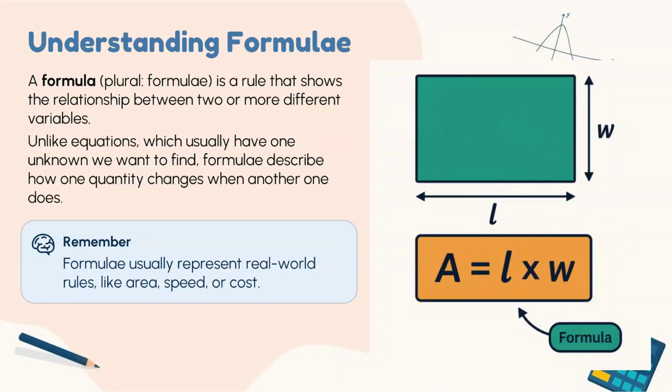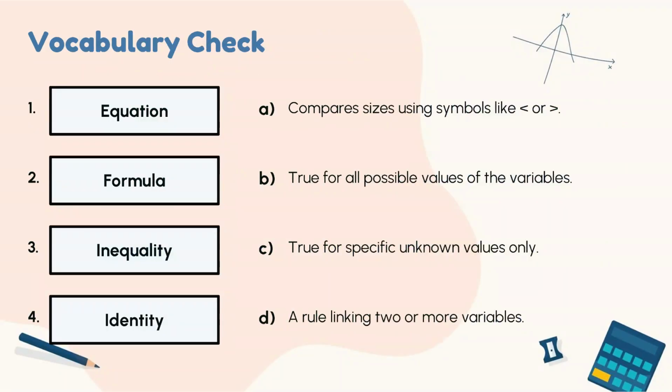A formula does not usually ask for one simple unknown value in the same way as an equation. Instead, it shows how different quantities are connected. Let's check the key vocabulary. You need to match each word to the correct definition. The words are equation, formula, inequality, identity.